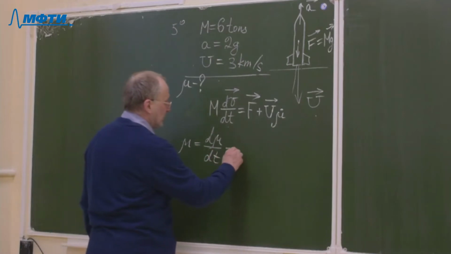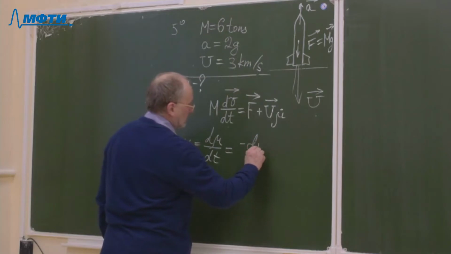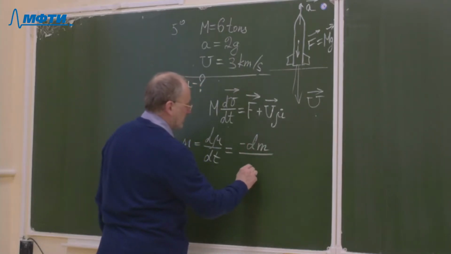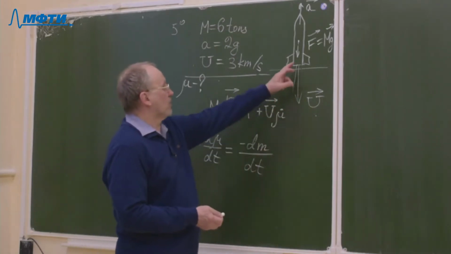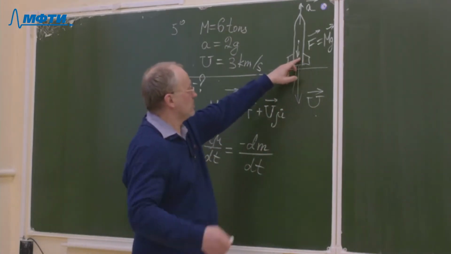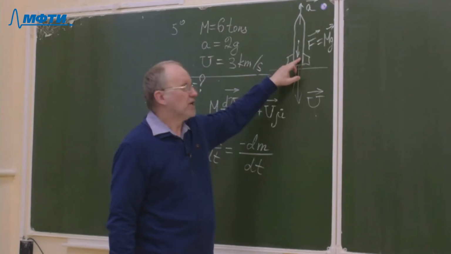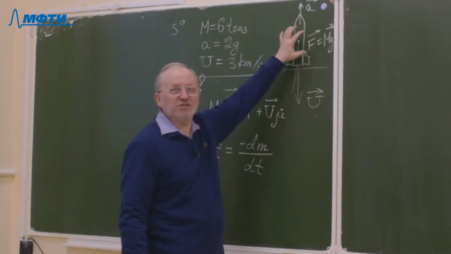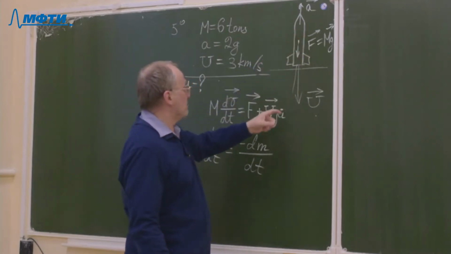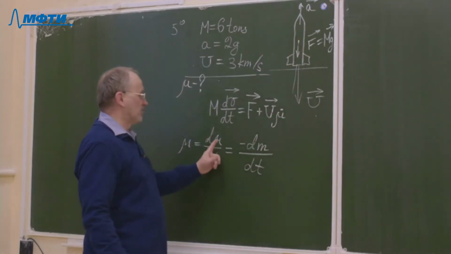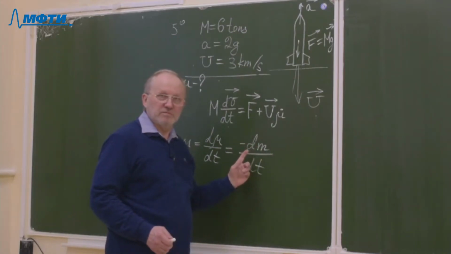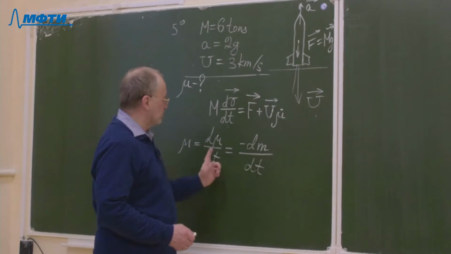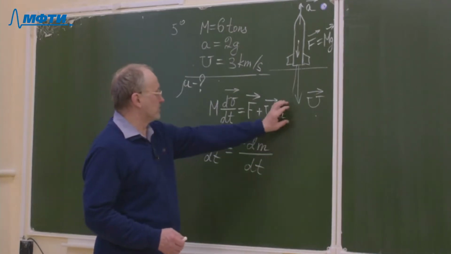But in some books, they define it as the change of mass of the rocket. Because if the rocket spent, for example, 25 kilograms of fuel per second, it means that the mass of the rocket diminished by 25 kilograms. So the mass of the fuel will be positive, dm will be positive, but the change of mass of the rocket will be negative. So there are two possible ways to determine this coefficient.